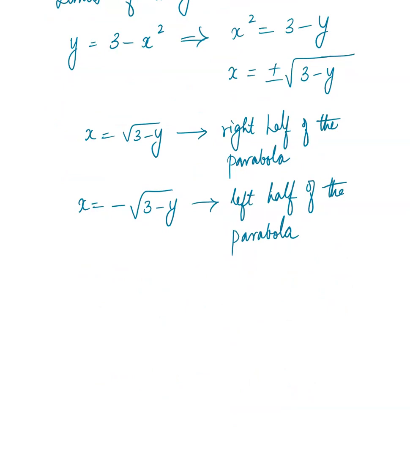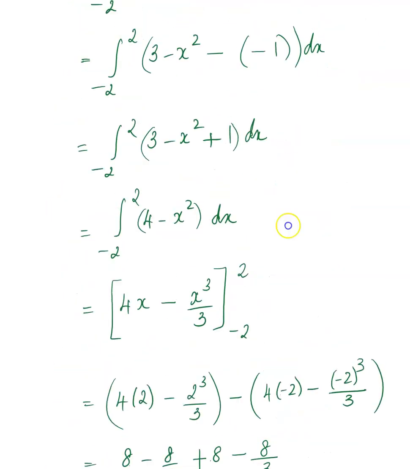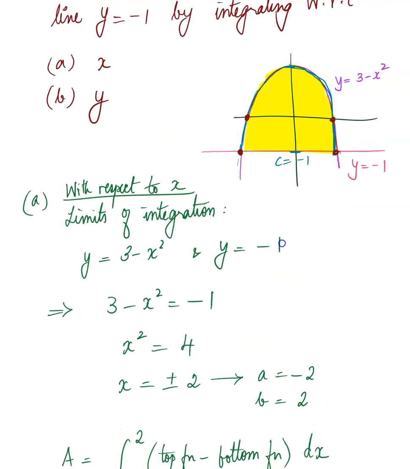And in terms of limits of integration, we have c, the bottommost, is negative 1, from y equals negative 1, right? That's the bottommost part of the shaded region. What's the topmost part of this shaded region? That's basically your vertex, right? Where does the vertex occur?